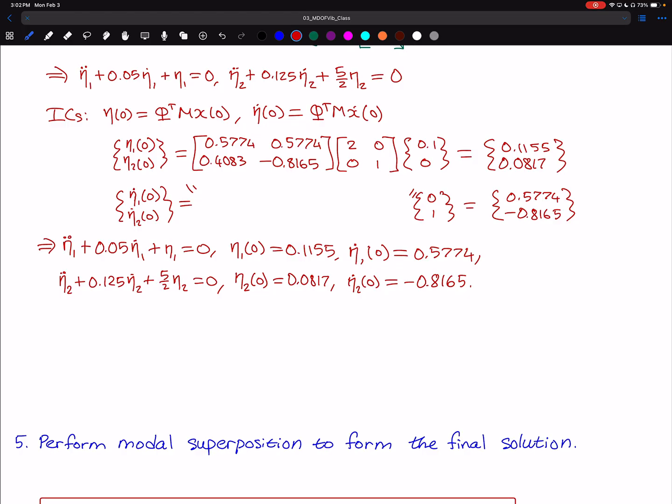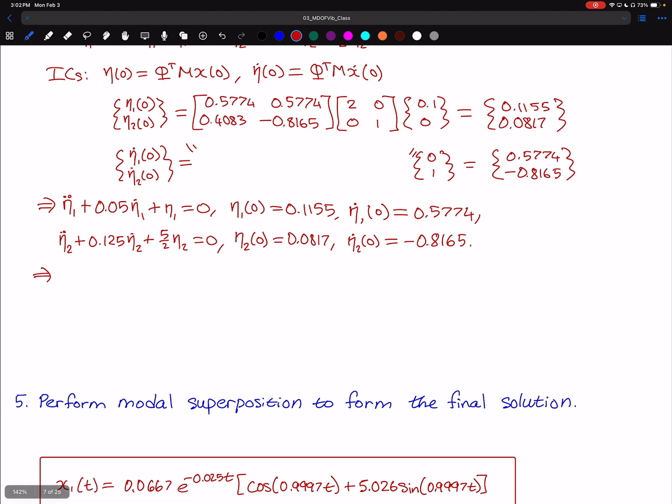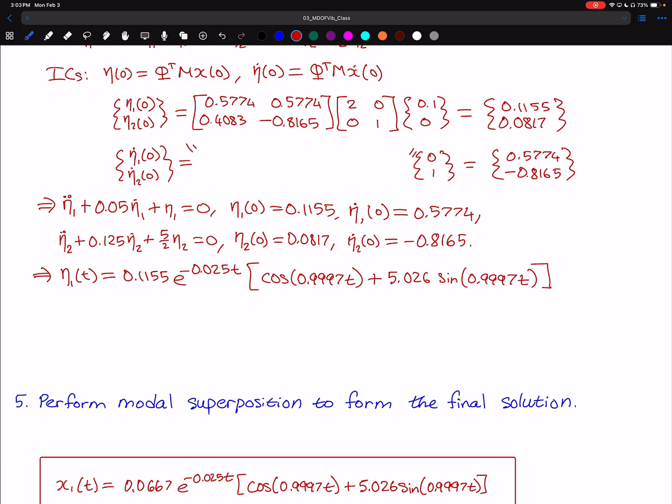Okay, from here you can go and solve these two equations. You'll compute the damped natural frequency and the damping ratio zeta for each of them. You can combine them together and you'll find that eta 1 of t is equal to 0.1155 times e to the minus 0.025 t, all of that multiplied by the cosine of 0.9997 t plus 5.026 times the sine of 0.9997 t. That's the response of the first mode.